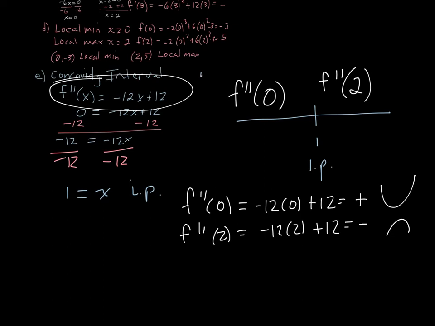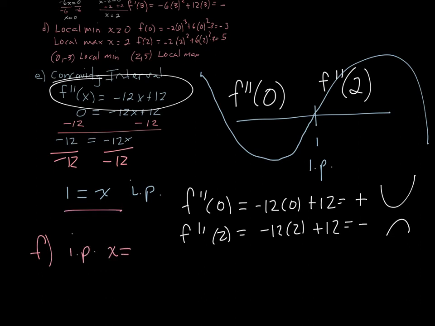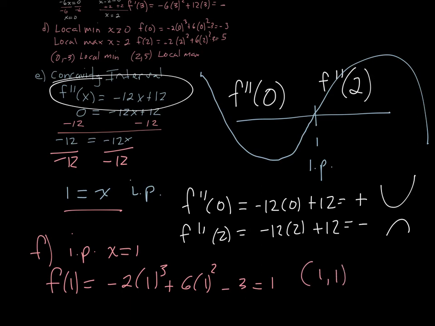But I have this business going on that it's concave up. It turns, and then it becomes concave down. One last final question would be, what's the inflection point? So I know it's at x equals 1, but I need to go back and plug it into my original function to get my y value. So negative 2 times 1 cubed, plus 6 times 1 squared minus 3. I get 1, so 1, 1 would be my inflection point.